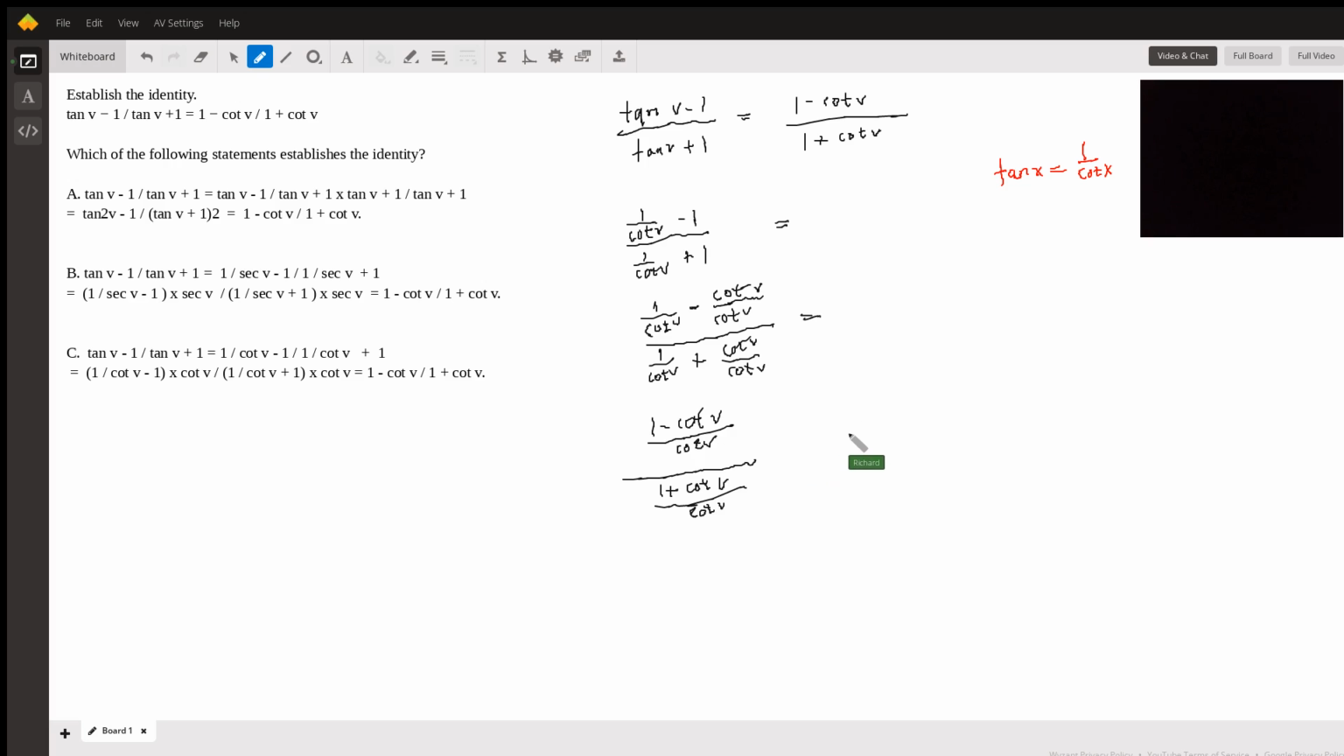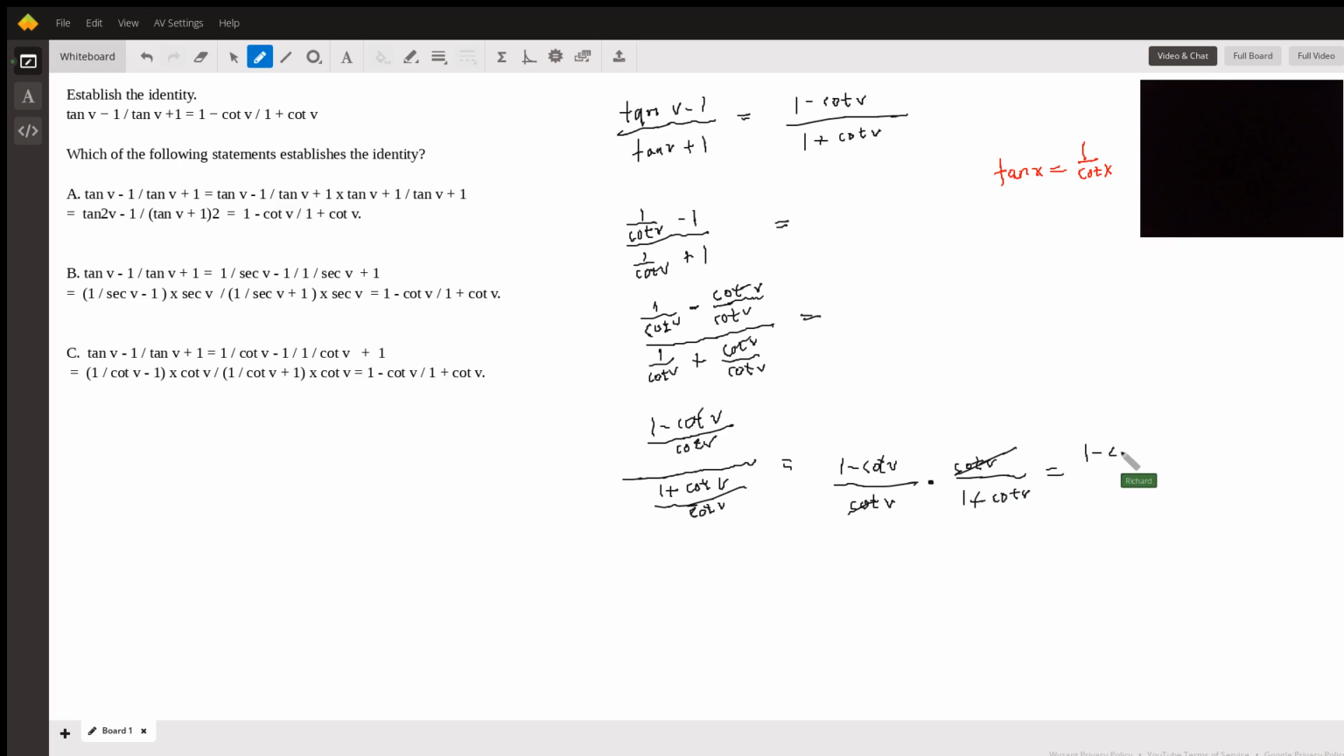Now we're going to do a keep, change, flip here. This is a technique you would have learned earlier in school. You keep the numerator, 1 minus cotangent of v over cotangent of v, change to multiplication, and then flip the denominator. So you have cotangent of v over 1 plus cotangent of v. And now the cotangent of v's cancel.